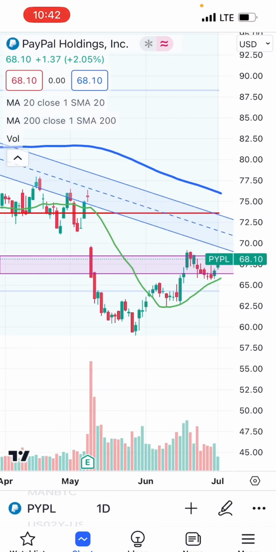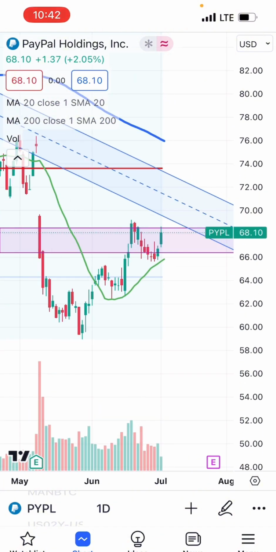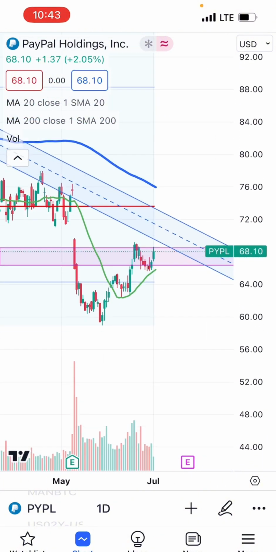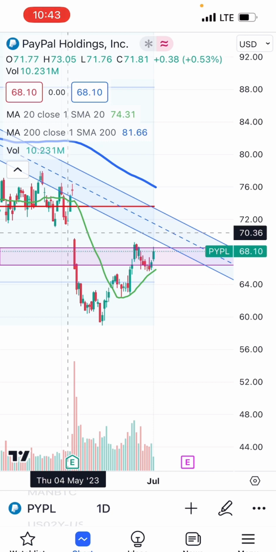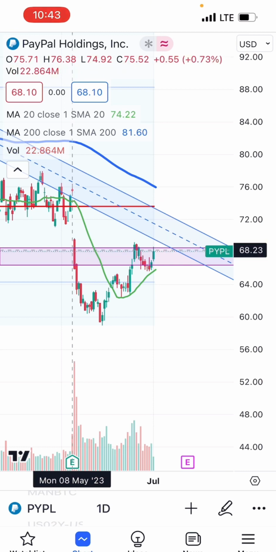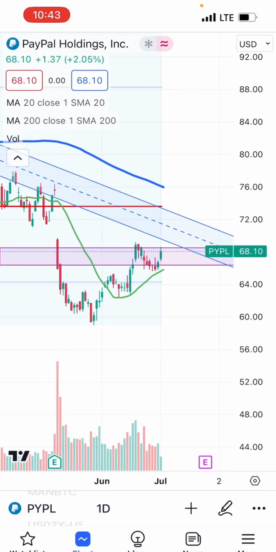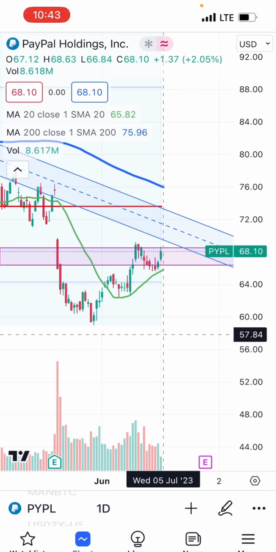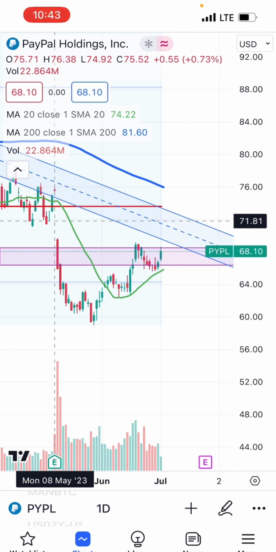So in the short term, before earnings, where do I think price is going to go? Right, so we have this gap up here too. Okay, so that's something to make note of here. So that runs from 69.68 to 74.92.